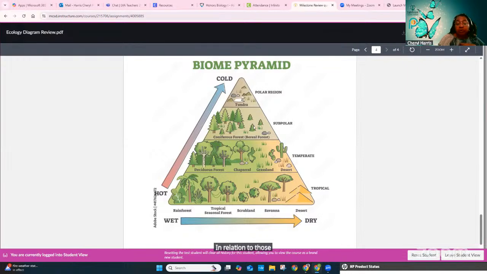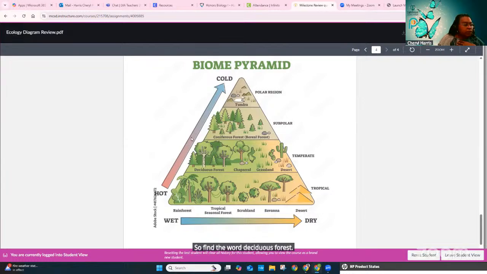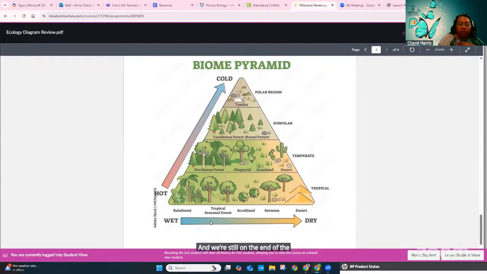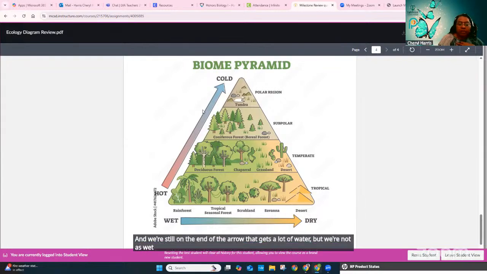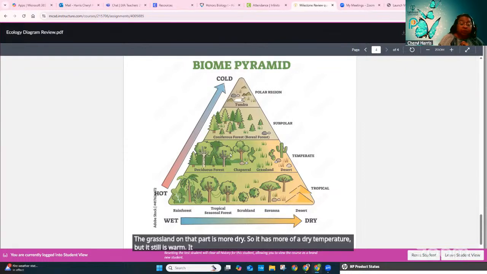Let's move up a little bit to where we live. We live in a deciduous forest. So find the word deciduous forest. That's kind of in the middle of the arrow as far as temperature is concerned. So we're in a temperate zone. We're not cold, cold, but we're not hot, hot either. And we're still on the end of the arrow that gets a lot of water, but we're not as wet as a rainforest. That's how you would describe that, as opposed to, say, the grassland. The grassland is more dry, but it still is warm. It's still in the temperate temperature range.